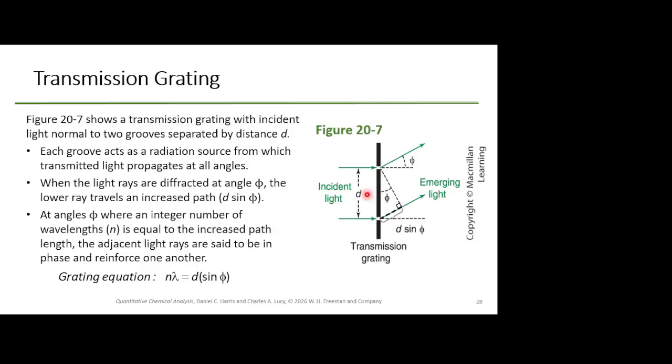And so what you'll see is that the angles where you have an integer of wavelength is going to be equal to the increase of the path length. Adjacent light rays are said to be in phase and reinforce one another. If they're out of phase, they're going to cancel one another, right? Or destructively interfere with one another.